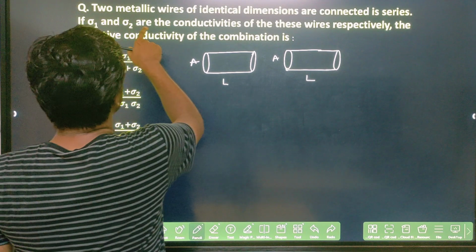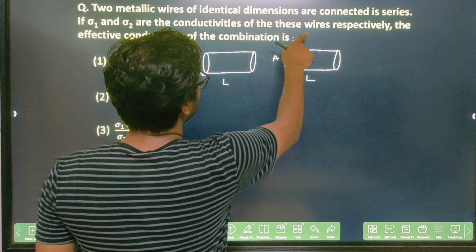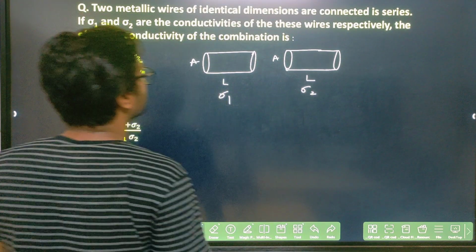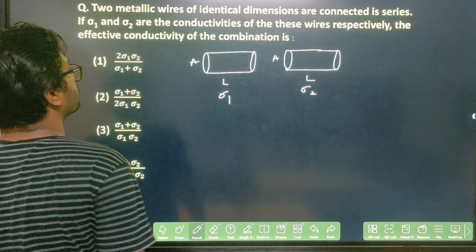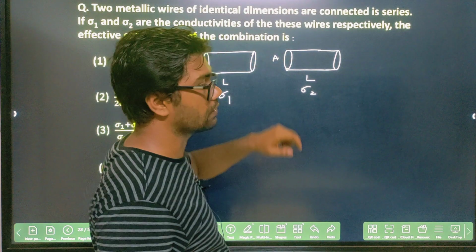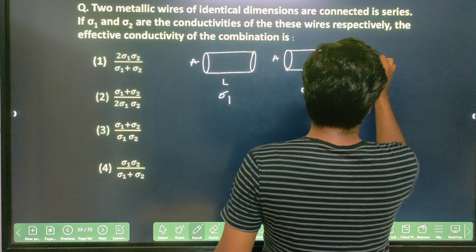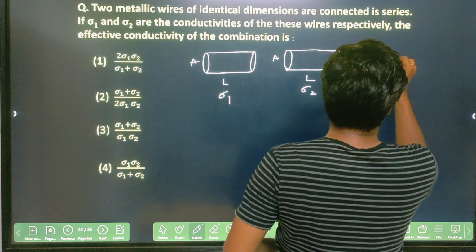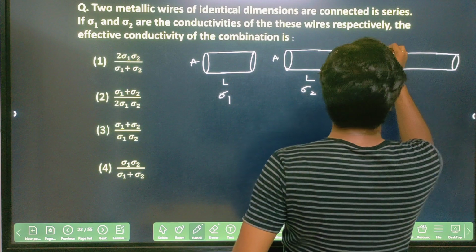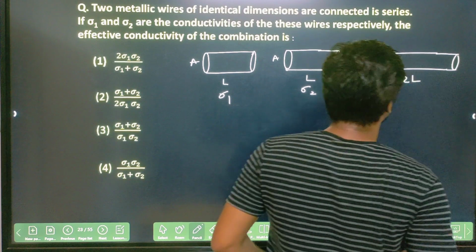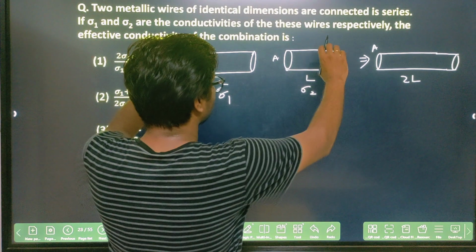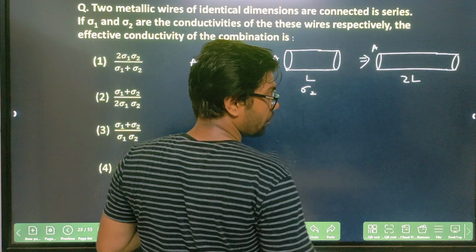Now sigma 1 and sigma 2 are the conductivities of these wires. So this is sigma 1 conductivity, this is sigma 2 conductivity. They are asking to find out the equivalent conductivity for the combination. What you do now? You just combine these two. If you combine these two, let's make only one wire, and this one wire has the same area but the length will now be 2L. Clear? So it is connected in series. If you connect these two in series, this will form.